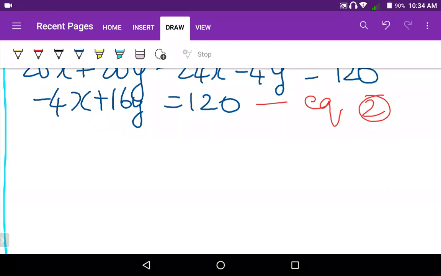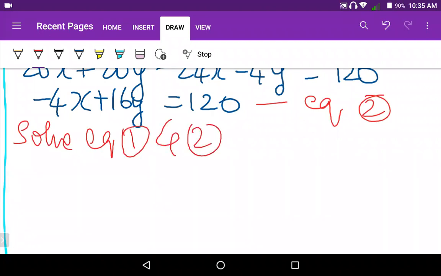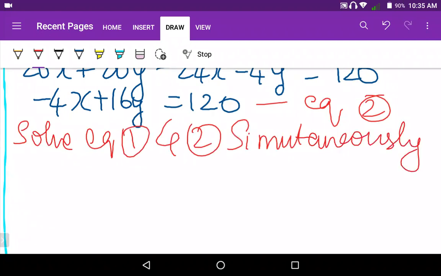Any doubts? Okay. Now solve these two equations simultaneously and send me the answer. What is the value of x and y? Quickly. Solve equation 1 and 2 simultaneously. Solve these two equations simultaneously and send me the answer for x as well as y.